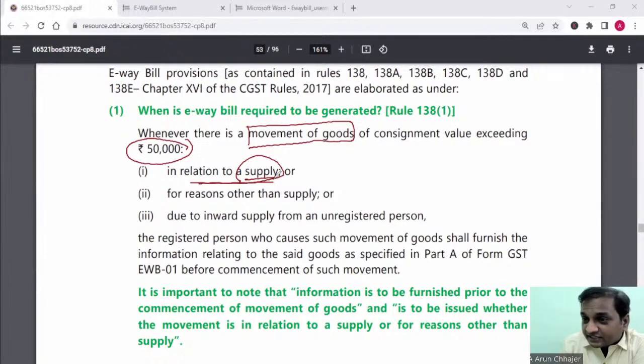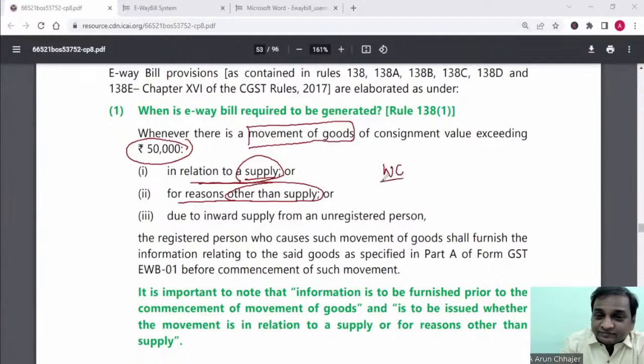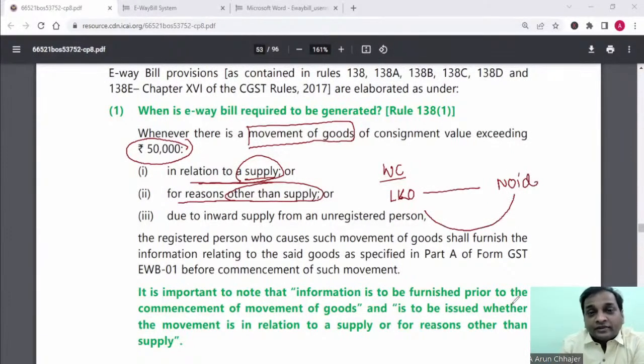First is for reason because of the supply and second is for reason other than supply. In case there is a movement of the goods, but it is not a supply. I hope you remember in the last class we discussed that a work contractor is doing the work in say Lucknow and has received the contract in Noida also. He is moving his machinery to Noida. Is it a supply? Answer is no, it is not a supply.